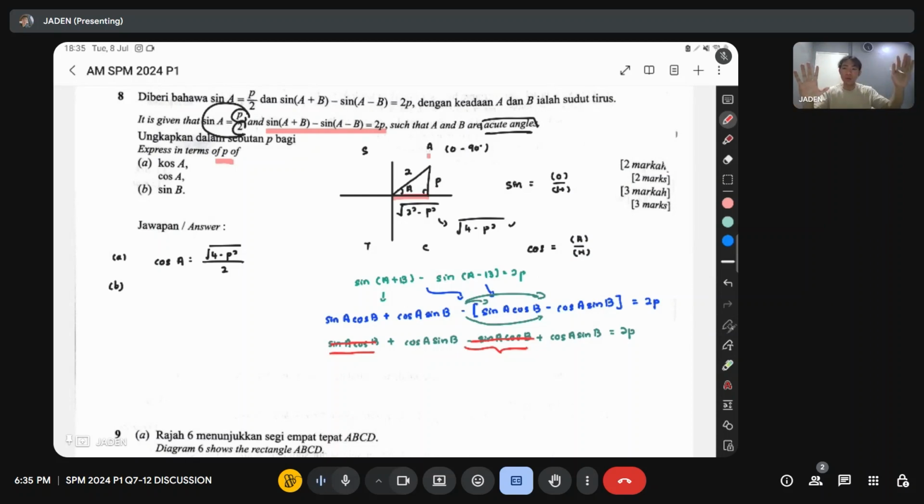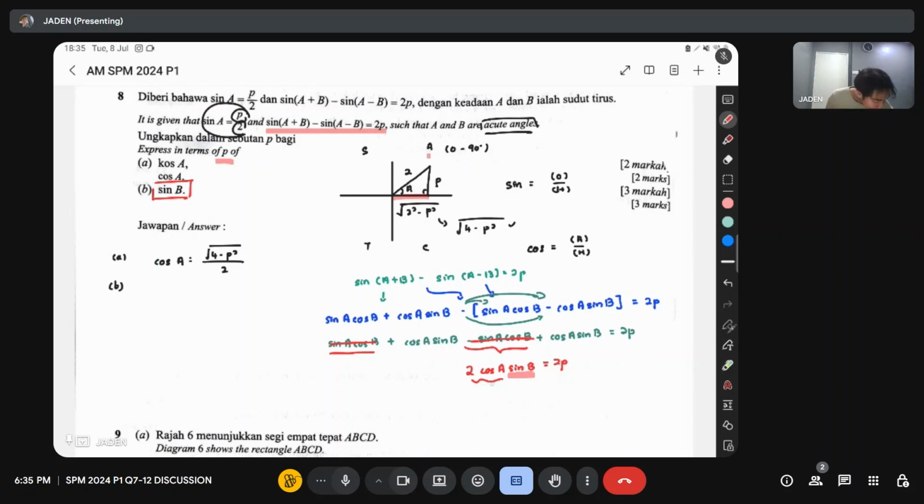One apple and one apple, add together two apples. So right now we have 2 cos A sine B equal to 2P. Because your target is sine B, which is the goal over here, we have to try our best to make sine B our main subject. So I'm going to move this to the back. But how do I do that?